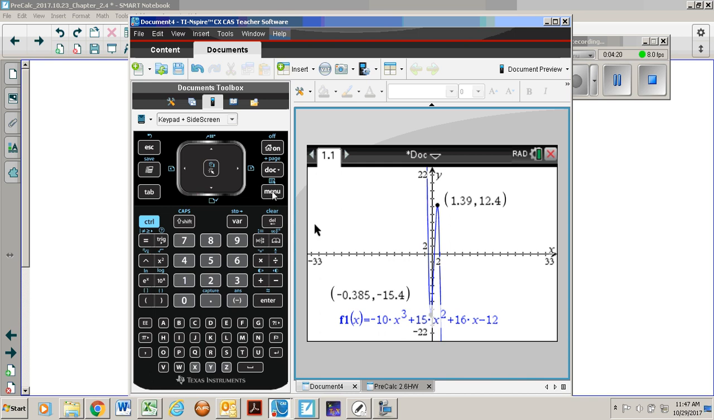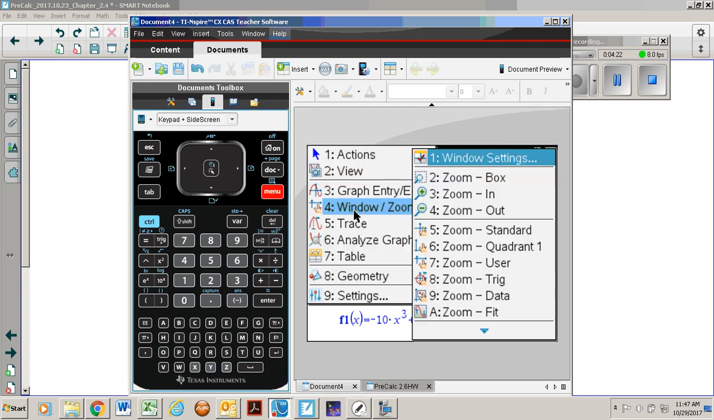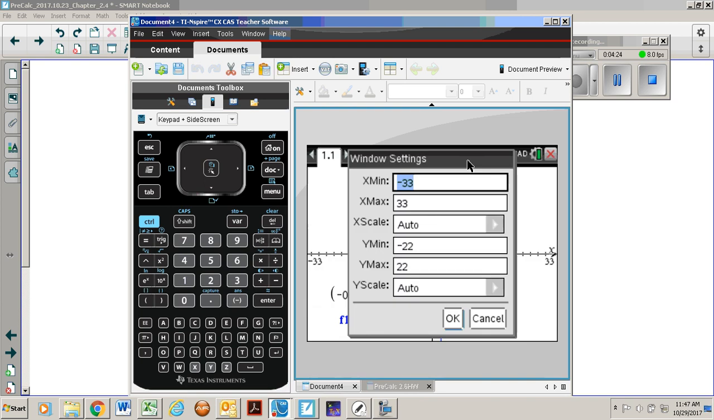So to get to this window setting, menu 4 is window and zoom, and number 1 is window settings. And we said we want the x min to be -3, so negative sign 3, and I like to just tab through. We said the x max we want to go as high as 4. And this scale is just going to be how far apart these tick marks are. And so it makes sense to have this be 1 because I'm only having 7 of the units on the x-axis.